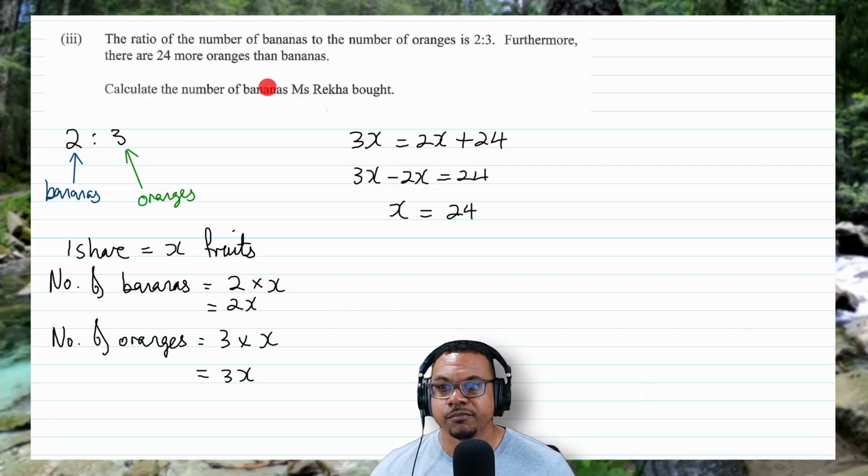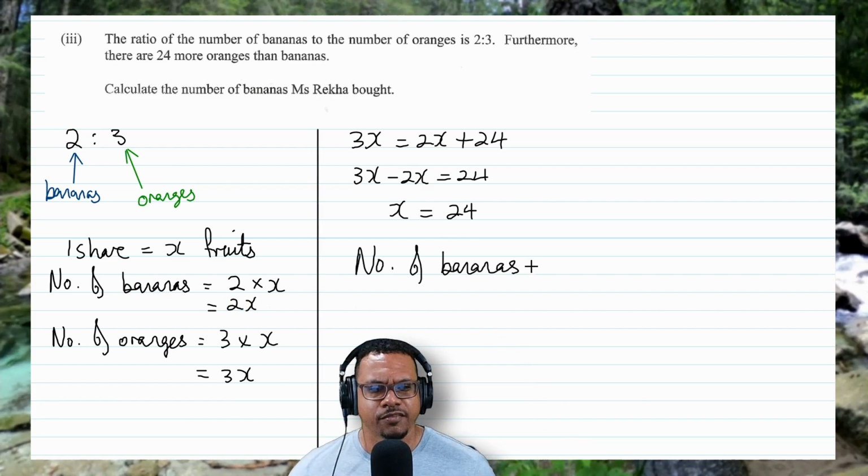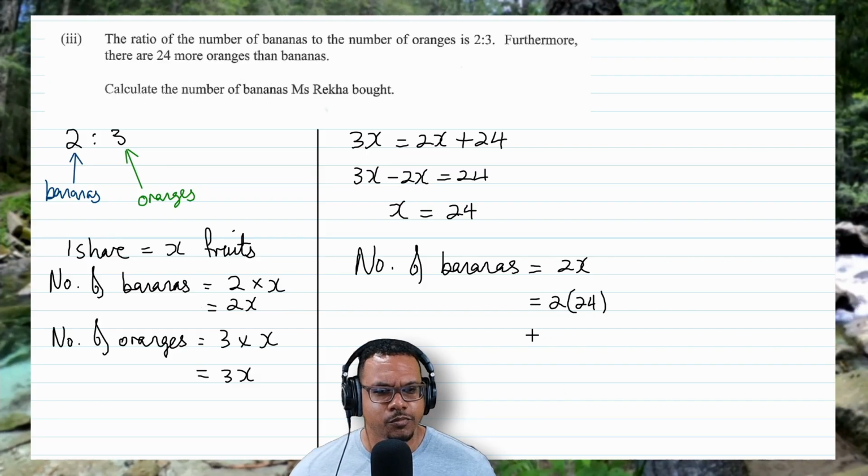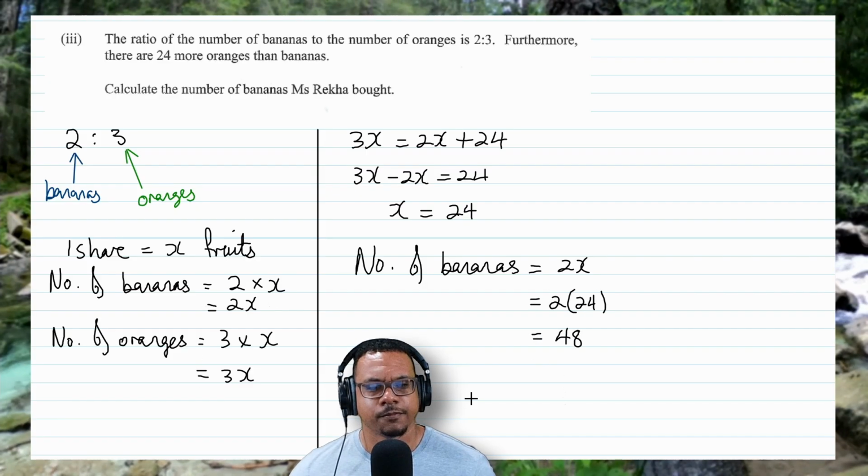So if you want to know the number of bananas now, bananas are represented by 2 shares, so you multiply 2 by this X, which we have here. The number of bananas is 2 times X, so that's 2 times 24. So the number of bananas is equal to 2X, which will be 2 times 24, which will just be 48. So we have 48 bananas in all.